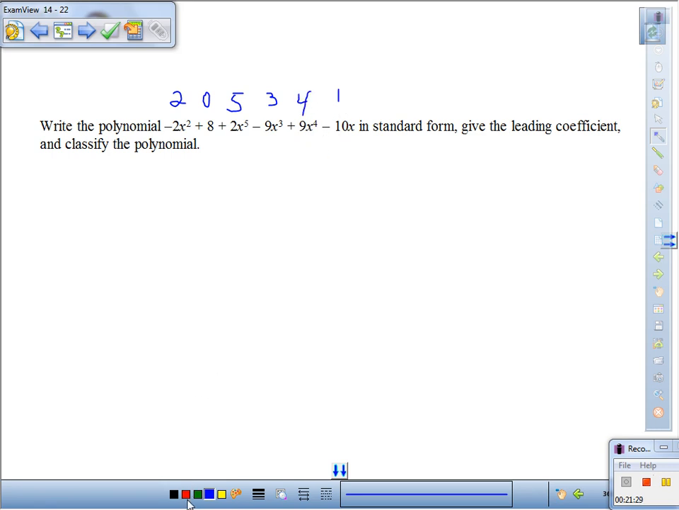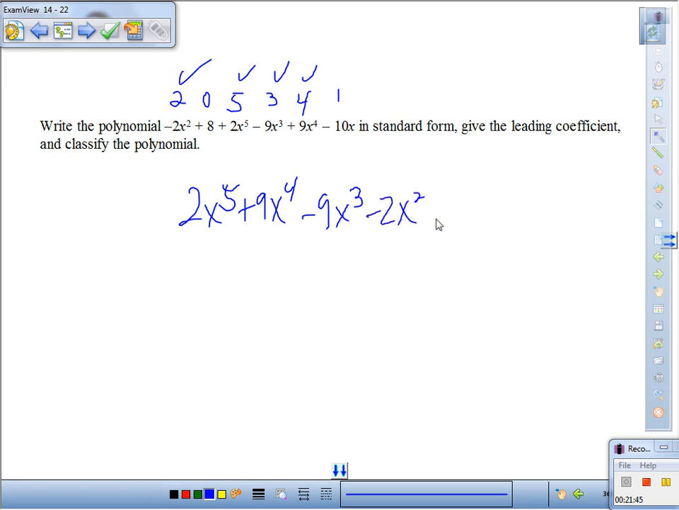Which is the highest one? 5. So I write 2x to the 5th. Which was the next one? Plus 9x to the 4th. Which was the next one? Negative 9x to the 3rd. Which is the next one? Negative 2x to the 2nd. Which is the next one? Negative 10x. And which is the last one? To the 0, plus 8. This is what? Standard form.